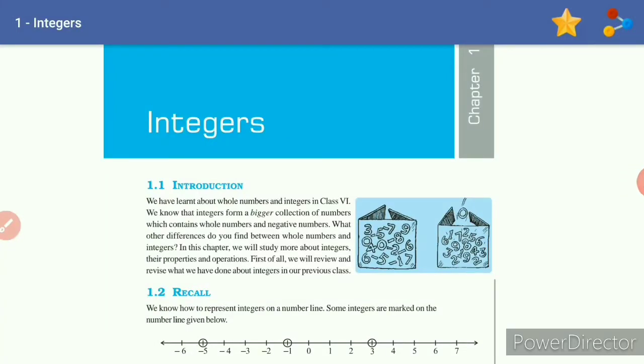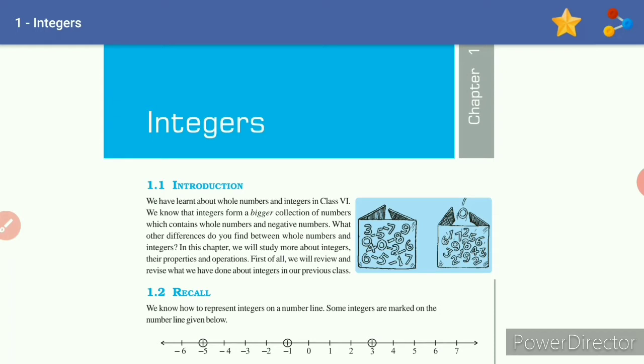Okay. Our first chapter is integers. As you are in standard 7, these are maths book and first chapter is integers. Before starting the chapter, you all have learned integers as well as natural numbers. So first let us recall what is natural number.